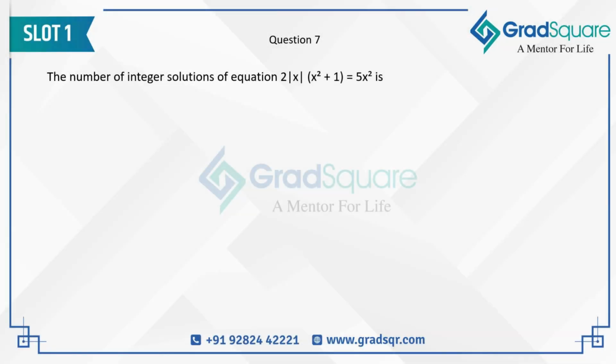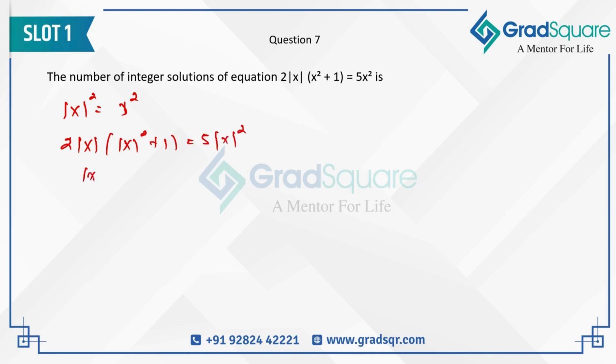Since I have mod x here, I'm going to take mod x square equal to x square. Since x square is positive and mod x the whole square is also positive, I'm going to take mod x square is equal to x square. So upon substituting in this equation, 2 mod x into mod x the whole square plus 1 equal to 5 into mod x the whole square.